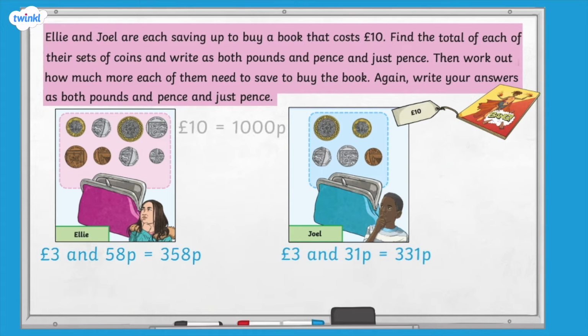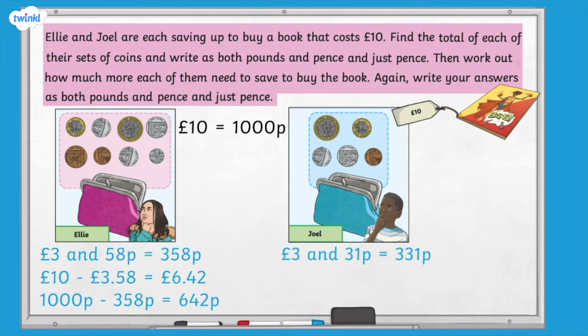To work out how much more Ellie needs to save to buy the book, we can subtract £3.58 from £10, or we can subtract 358 pence from 1,000 pence, because £10 is equal to 1,000 pence. Ellie will need to save a further £6.42, which is the same as 642 pence, in order to buy the book.